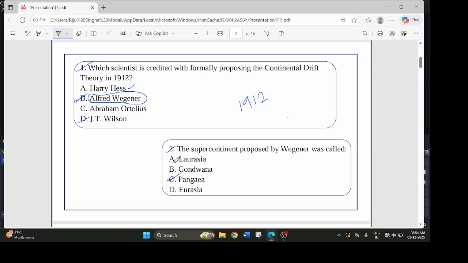Laurasia was the northern part of Pangaea, which began to rift, consisting of what is now North America, Europe and Asia. Gondwana is the southern part of Pangaea, consisting of what is now South America, Africa, Antarctica, Australia and the Indian subcontinent. Eurasia is the combined continental landmass of Europe and Asia in the present day. So the correct answer to question two is Pangaea.